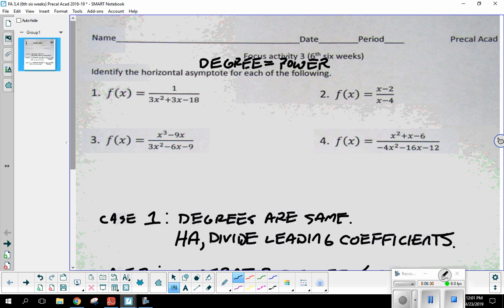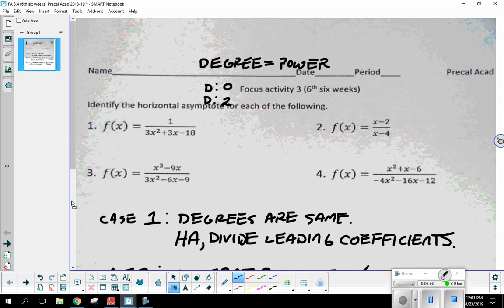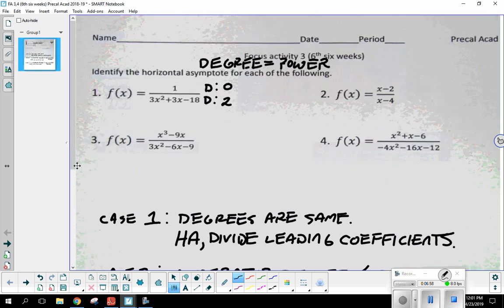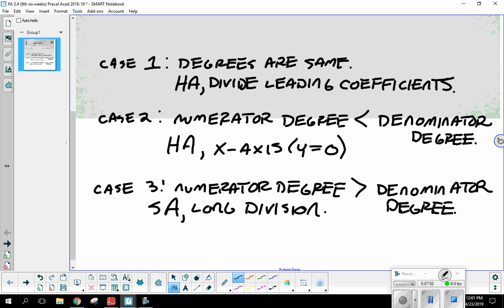Well, let's take a look at number one now. I will go ahead and tell you that the degree of a number is considered to be 0. So here, the degree of the numerator is 0. But when we're talking about a degree, we're talking about the largest power that an expression has. So what's the largest power in the denominator? 2. So in this case, the denominator's degree is larger. Which case is this? The second one. The numerator's degree is less than the denominator's degree, so I have a horizontal asymptote, and it is y equals 0.